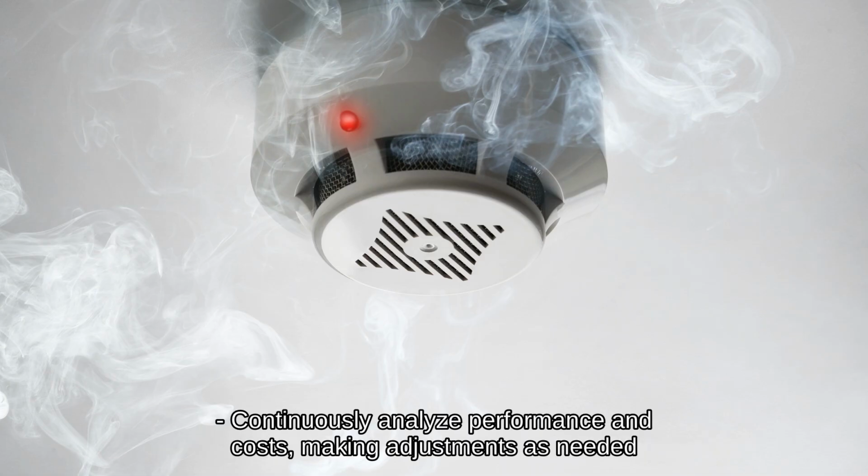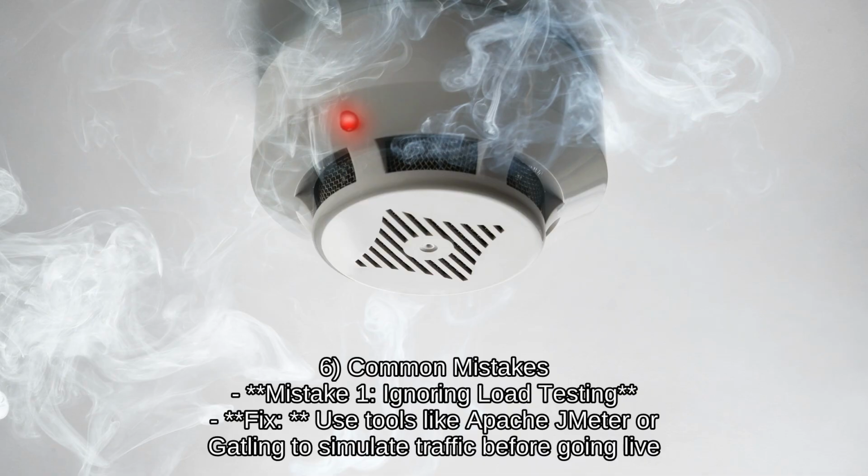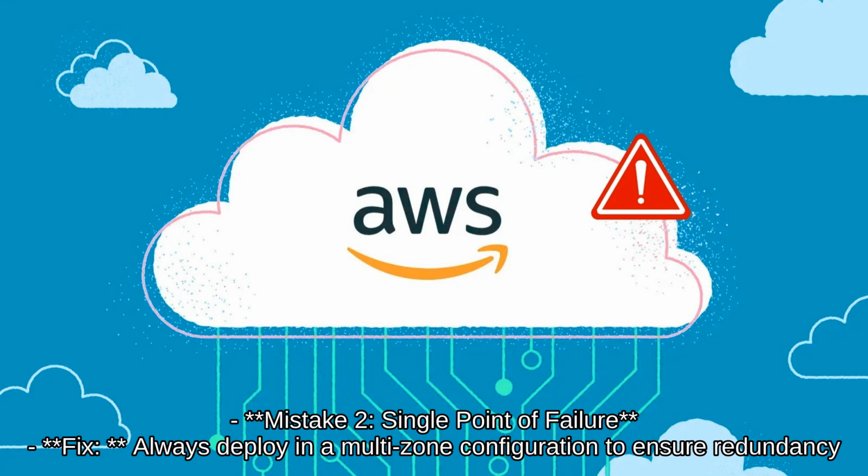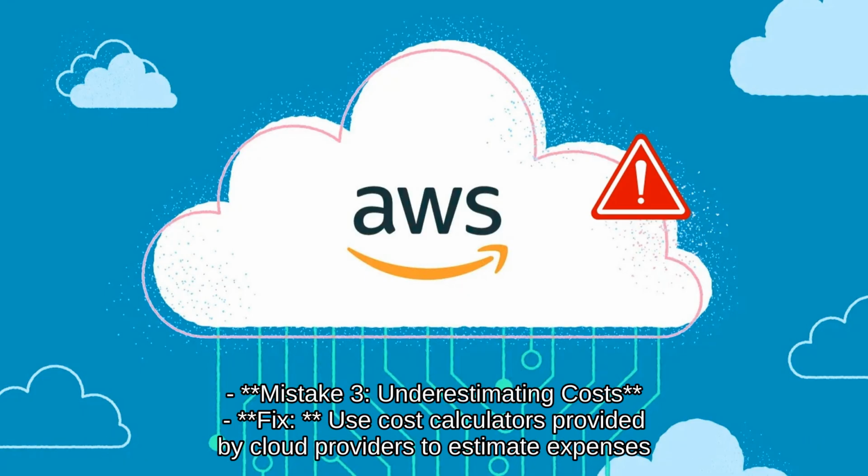Common mistakes. Mistake 1. Ignoring load testing. Fix. Use tools like Apache JMeter or Gatling to simulate traffic before going live. Mistake 2. Single point of failure. Fix. Always deploy in a multi-zone configuration to ensure redundancy. Mistake 3. Underestimating costs. Fix. Use cost calculators provided by cloud providers to estimate expenses.